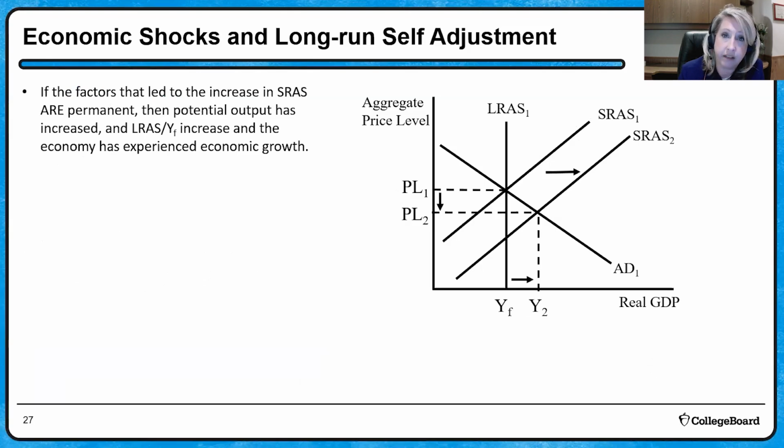Now, what if the factors that cause that increase in short run aggregate supply are actually permanent? Well, what that means is we've increased the productive capacity of the economy. And so in the long run aggregate supply is going to shift to the right, and we'll end up at a new higher level of real GDP that we can produce at full employment.